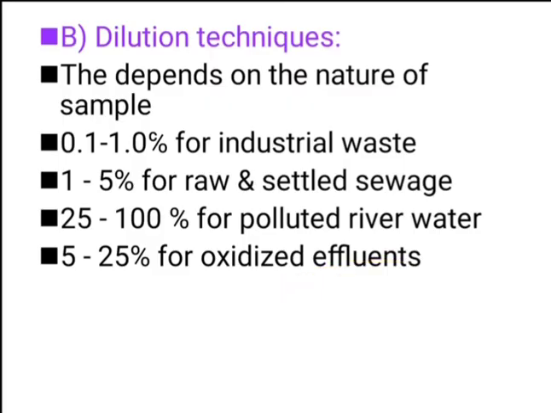Now the second part is dilution techniques. This dilution technique depends upon the nature of the sample and from what place it was collected. If it is industrial wastewater, then dilute the sample up to 0.1 to 1%. When raw and settled sewage is there, then dilute it up to 1 to 5%. When polluted river water is there, then we have to dilute this solution up to 25 to 100%. And when oxidized effluents are there, then dilute the solution to 5 to 25%.